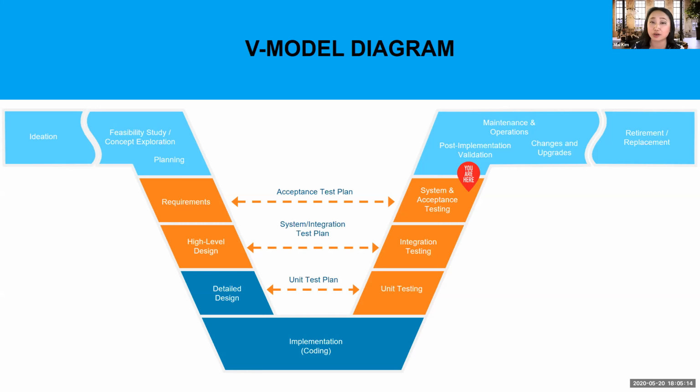And then if there are feature changes or upgrades, you kind of go through the cycle again, where you go through a project. Eventually, if that system is outdated and new technology is introduced, you might go into a project where you retire or replace that system. And in all of that, UAT is still involved.